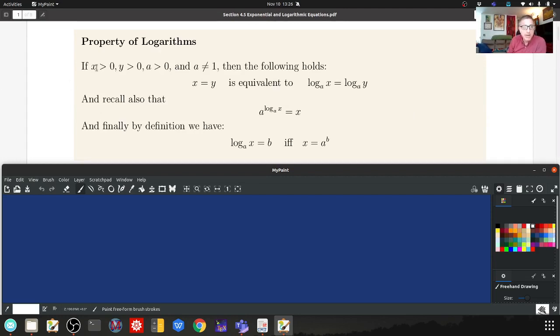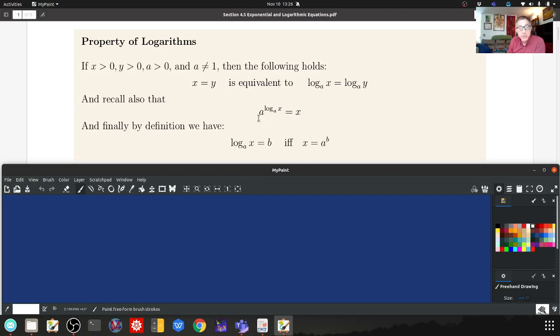So our values of x and y are both greater than 0, and a, which is going to be the base of our logarithm, by definition is always greater than 0 but not equal to 1. So the following hold. x is equal to y is exactly the same as log to the base a of x is equal to log to the base a of y.